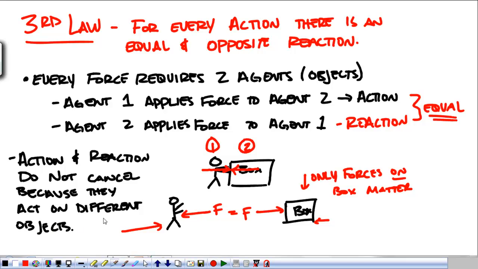Action and reaction do not cancel out because they act on different objects. The man pushes on the box, the box pushes right back on the man, but the box moves because it was pushed. These forces cannot cancel each other out. So we're going to look at one easy example and then one tricky example of the third law.